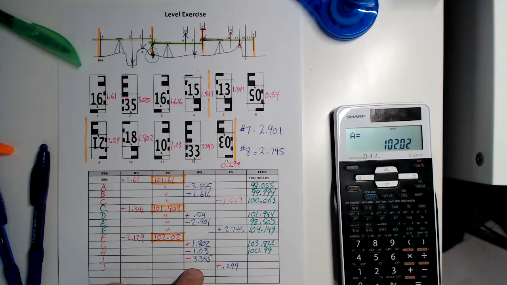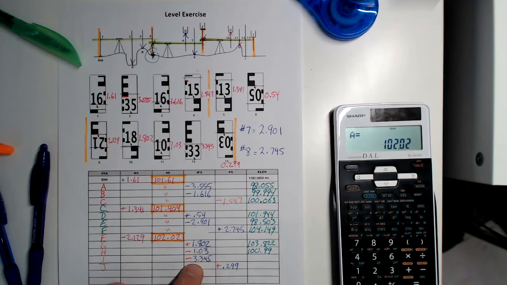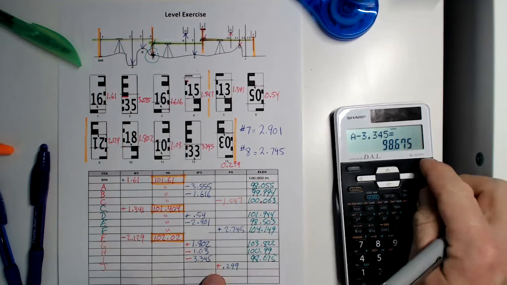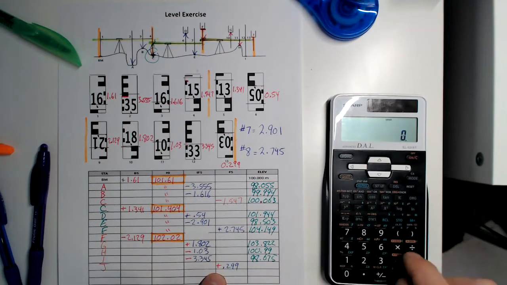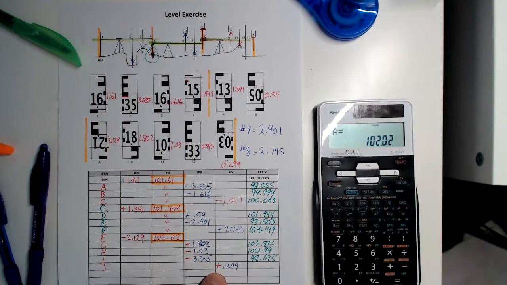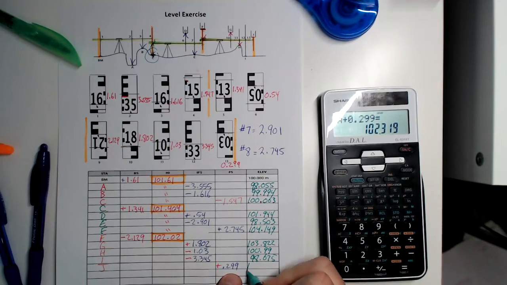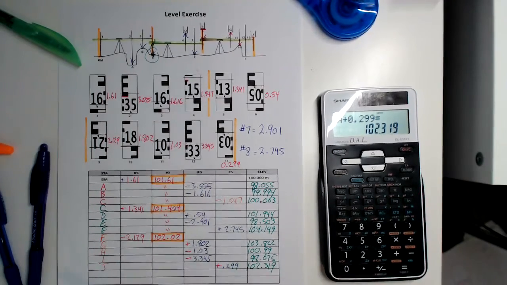We will recall our instrument height once again, and we will be subtracting. So minus 3.345 gives us an elevation of station I of 98.675. And then our final station is station J. We will recall our instrument height of 102.02. And this time we will add our 0.299, which gives us our final elevation of 102.319. And there you have it, just like that.